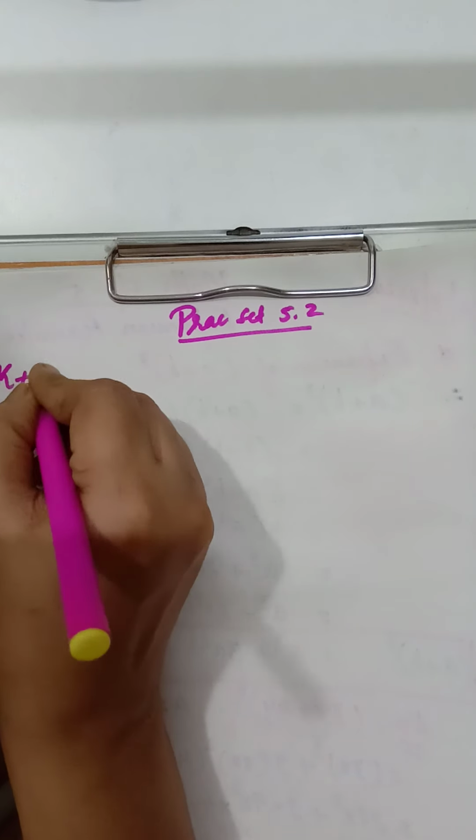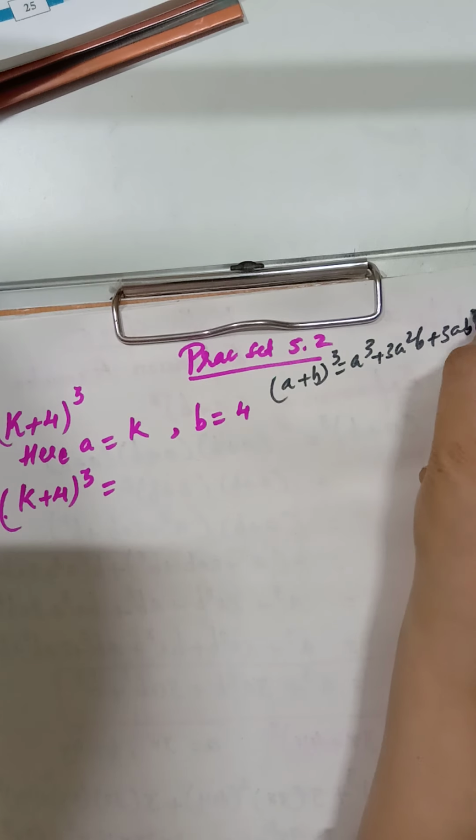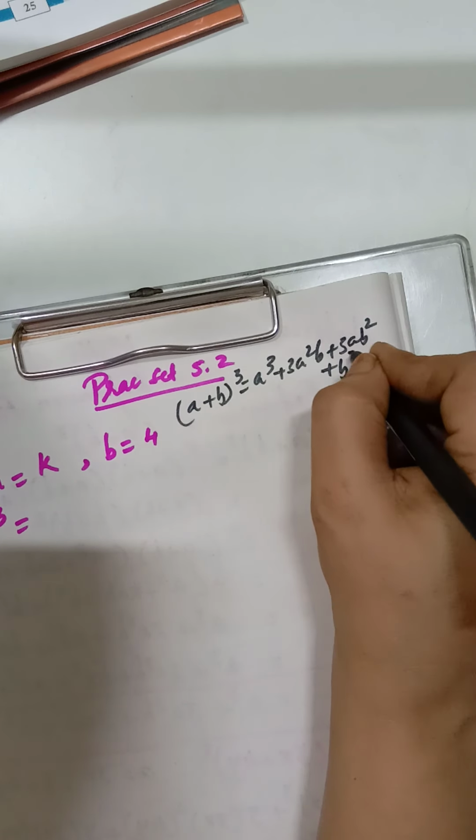Now here see children, k plus 4 the whole cube, what is your a? Here you can write down, here a is equal to k and your b is equal to 4. Therefore now k plus 4 whole cube is equal to, now see children, what is the formula? A cube plus, I am writing that formula over here, so that it is a plus b the whole cube, a cube plus 3a square b plus 3ab square plus b cube, right? This is the formula.